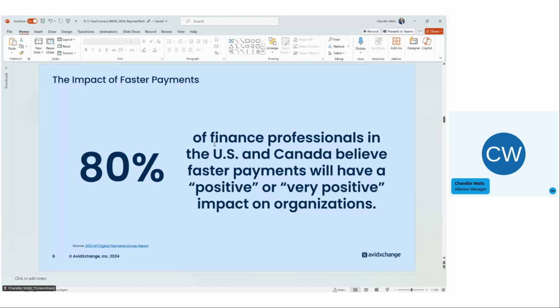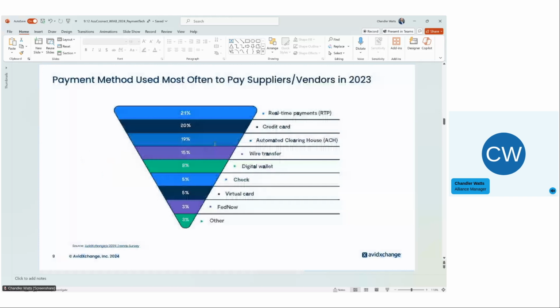So again, here's another chart on some payment methods that are most often used by suppliers and vendors in 2023. So the top are going to be real-time payments and credit cards. And then coming in third, obviously, ACH, right? That is something that's almost become an industry standard. Lots of people are still doing wire transfers, especially for international payments. Then we have some digital wallets, a small amount of check, virtual card, which is certainly on the rise, and then FedNow and a small amount of other types of payments.